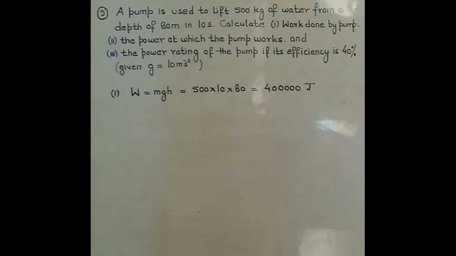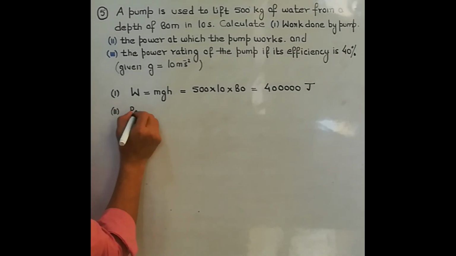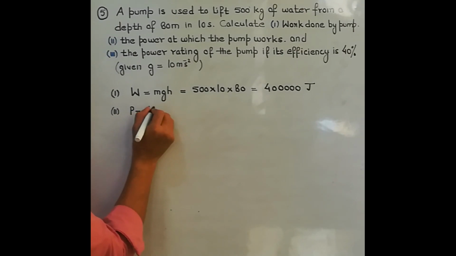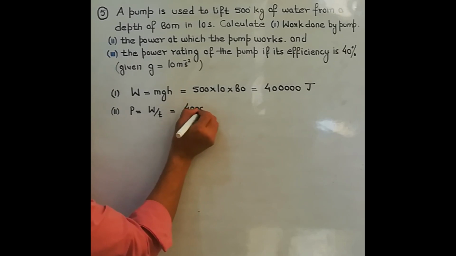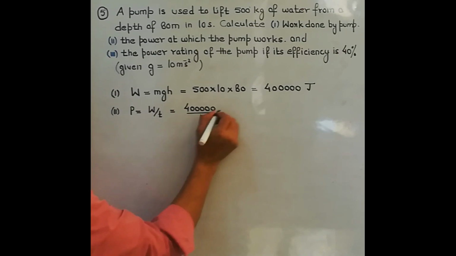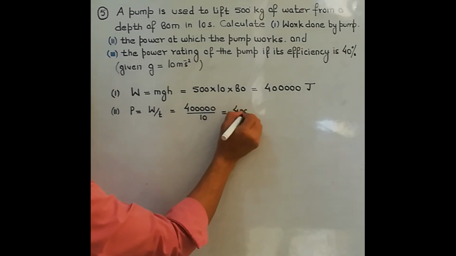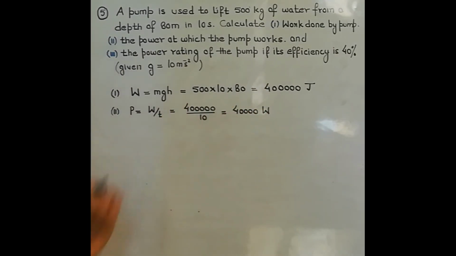Here water was to be lifted with the help of a pump, so we can say work was to be done against gravity, and work against gravity formula is mgh. Second part, the power of the pump to be calculated. So power is equal to work upon time. Your work is 4 lakh joules, time is 10, so it will be 40,000 watt. Unit of power will be watt.